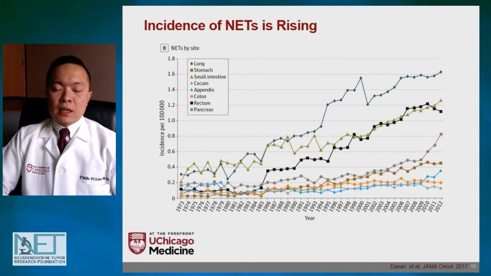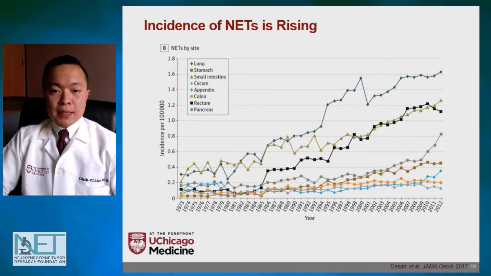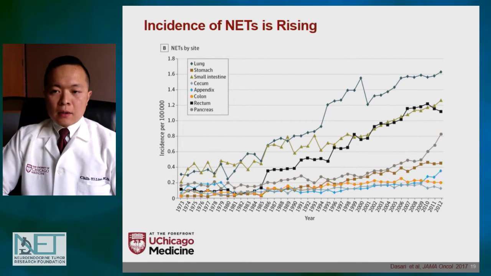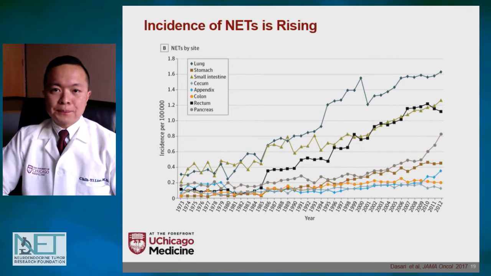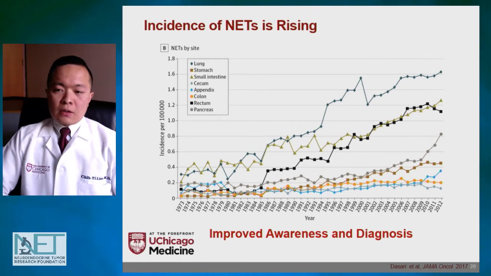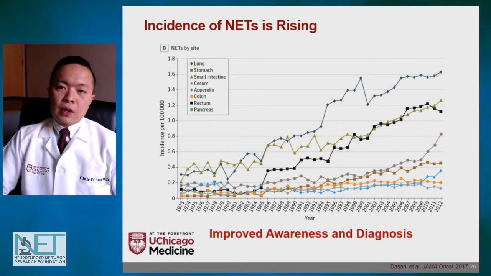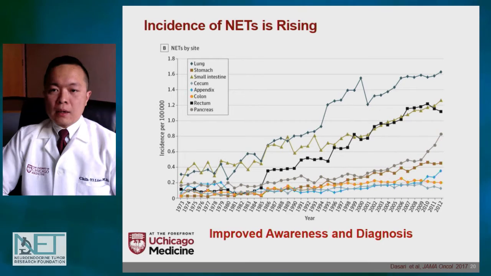If you look at the incidence of neuroendocrine tumors by subtype, you see that the incidence of almost all subtypes is increasing. The one with the highest incidence is lung neuroendocrine tumors, followed by small intestine, rectal, and pancreas neuroendocrine tumors. The increase in incidence may be in part due to our increased awareness and better classification and diagnosis systems.